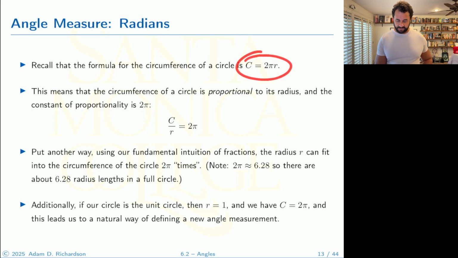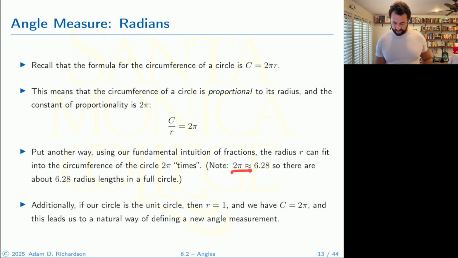But check this out. This is the formula for the circumference of a circle. It's 2 pi r. And what this means, maybe more intuitively, is that the circumference of a circle is proportional to its radius, right? And the constant of proportionality is 2 pi. So if you want to get to C, you take the radius and you multiply it by 2 pi. So the circumference is proportional to the radius, and that proportionality constant is 2 pi. Maybe more specifically, we can say that right there. Now, put another way, using our fundamental intuition of fractions, we can say that the radius of a circle fits inside the circumference of the circle 2 pi times, quote unquote.